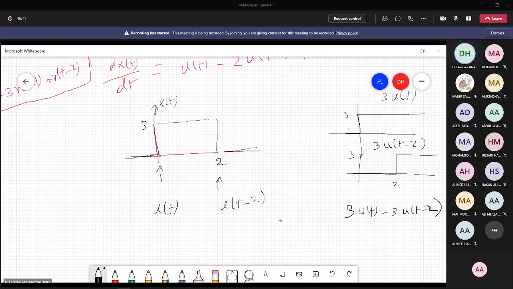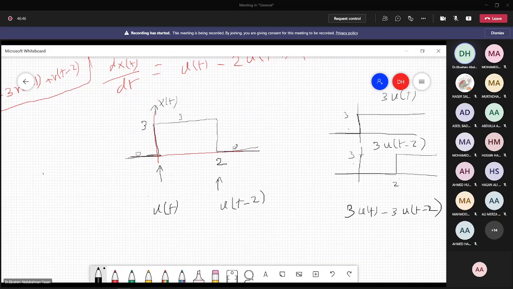Y here is equal to 0, or y here is equal to 3, and y here is equal to 0. The important point is that we need u of t here, because it's changing value from 0 to 3. We also need another u at 2, which is u of t minus 2, because it changes value from 3 to 0. Okay, what to put here?